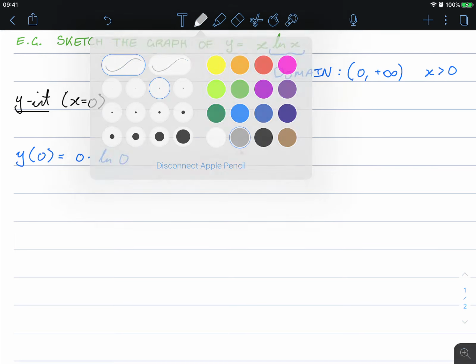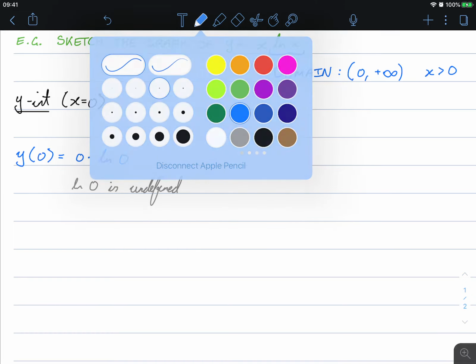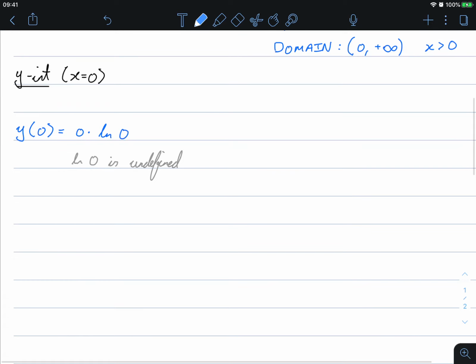Let's do it in a little note. ln of 0 is undefined. So there is no solution for this. So 0 times something we don't know, well, this just means that there is no y-intercept.